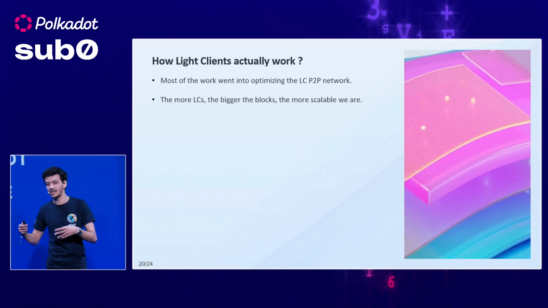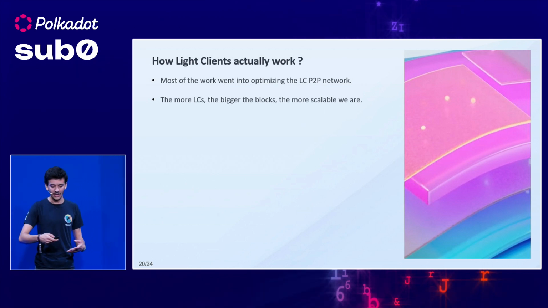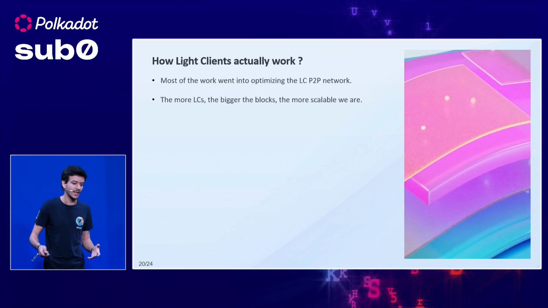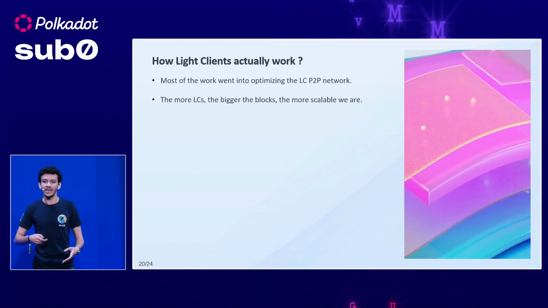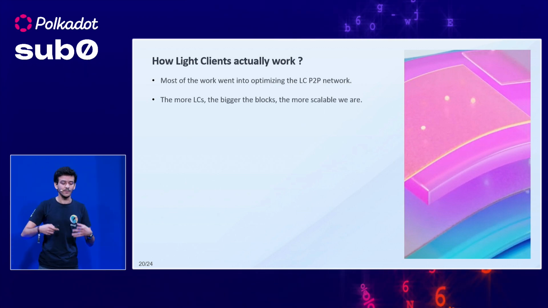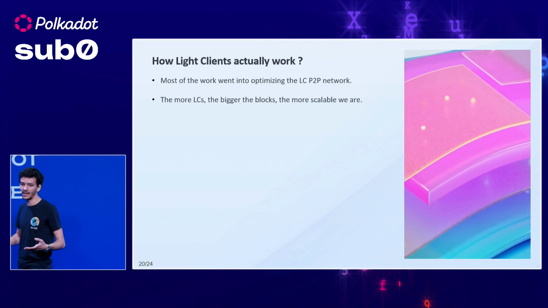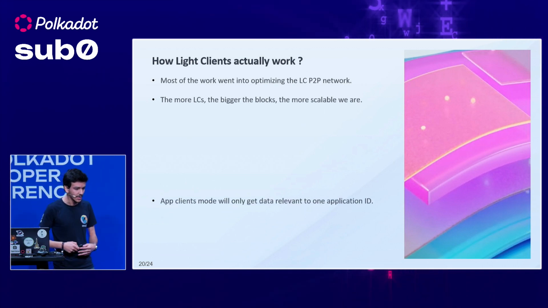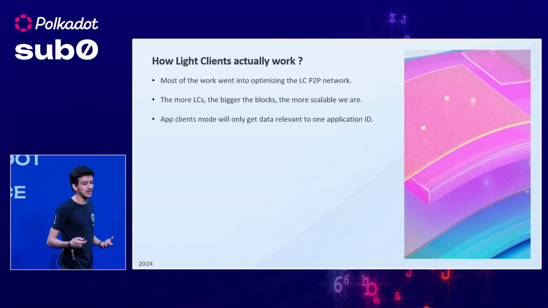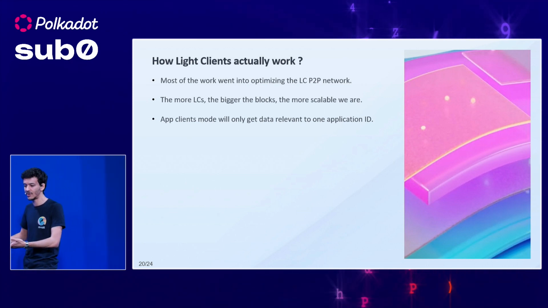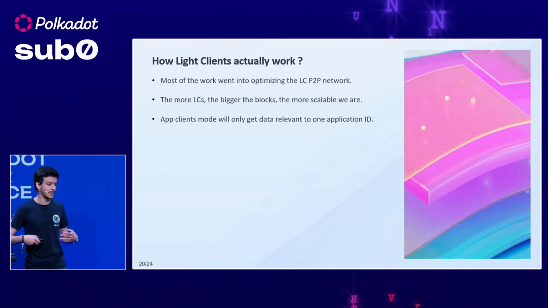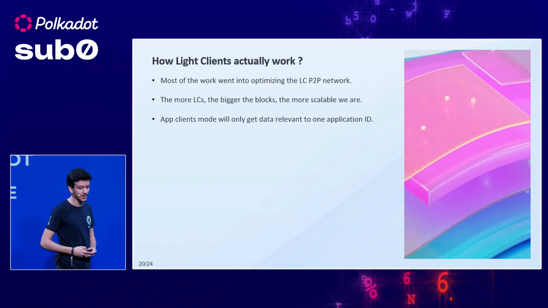Of course, there is still the block size that's super important. But like I said, Substrate is super flexible, so that's not the pain point that we have right now. It's more algorithmic and KZG and stuff like that. But the more light clients we have, the bigger the blocks we can handle in the same timing. The app client mode will only get relevant data for one application ID. So I guess that end users, rollups and app chains will be most interested by this mode, actually.